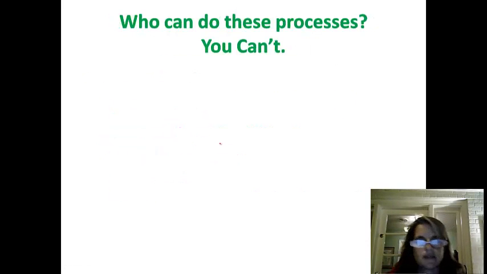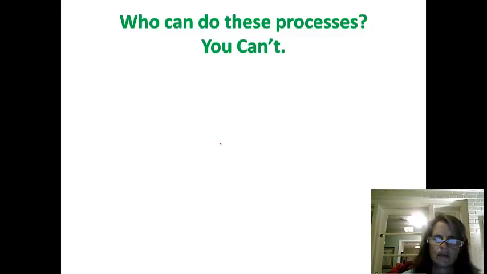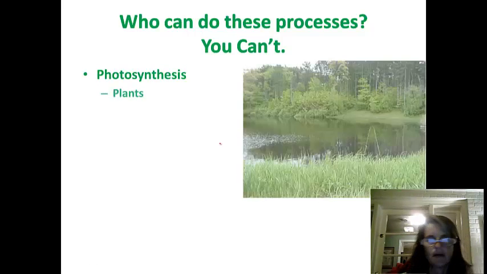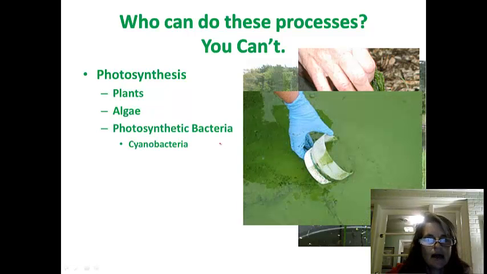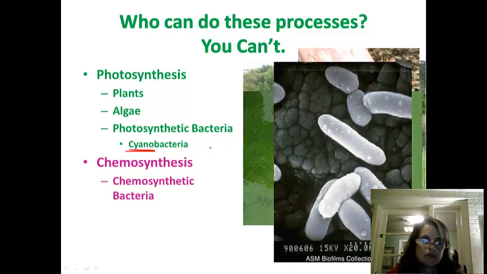Now, who can do those processes? You can't. You can't do photosynthesis or chemosynthesis, okay? Photosynthesis, however, can be done by plants, algae, we'll see some of that later in the year, and some photosynthetic bacteria. Bacteria are the most simple forms of life, and there is a type of bacteria that's very important to life on Earth called cyanobacteria. Those of you who do art may have seen a color called cyan. It just means blue-green, and that's where this type of bacteria gets its name, okay? All of them, even though they're pretty different in other important ways, do photosynthesis.